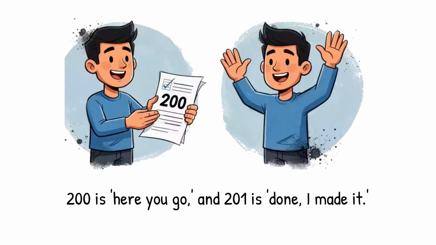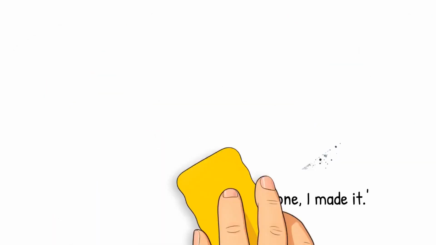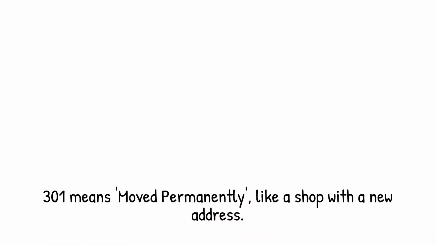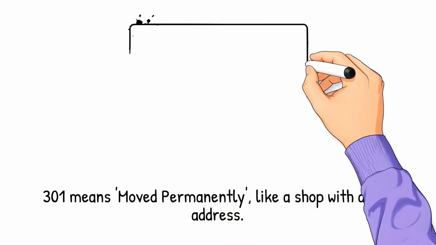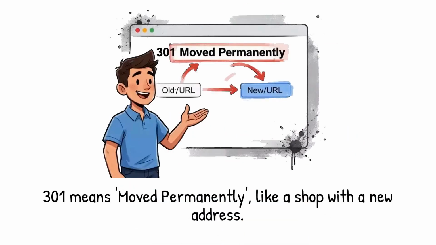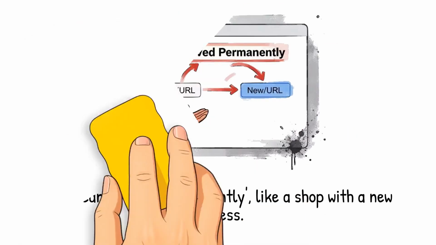Next, the 3XX family, redirection. The one to know is 301, which means moved permanently. Imagine a shop that changed its address and put up a sign pointing to the new one. That's a 301. When a website moves a page, a 301 quietly forwards everyone to the new link so nobody gets lost. Great for the web and great for Google too.